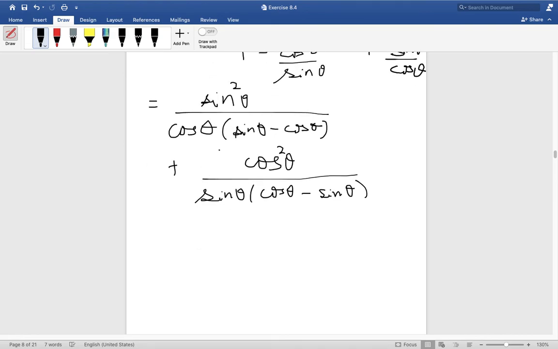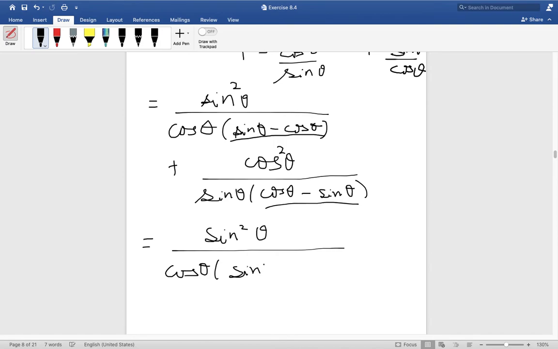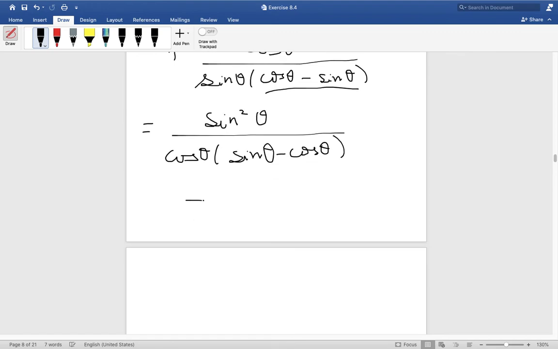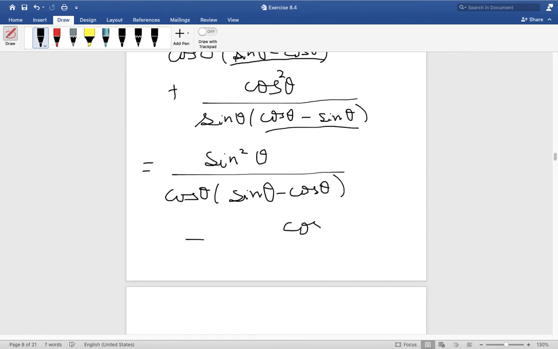So I'm seeing this commonality over here and here. This is sine minus cos, and this is cos minus sine. So if I take the minus sign out, I'll get this, cos theta into sine theta minus cos theta. I'll take the negative sign out. I will get cosine square theta by sine theta into sine theta minus cosine theta.